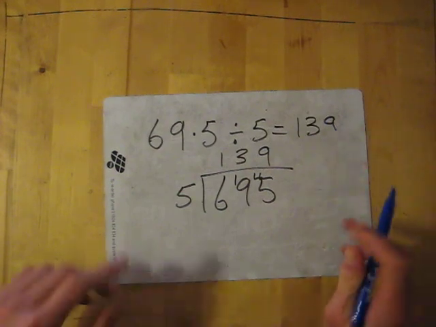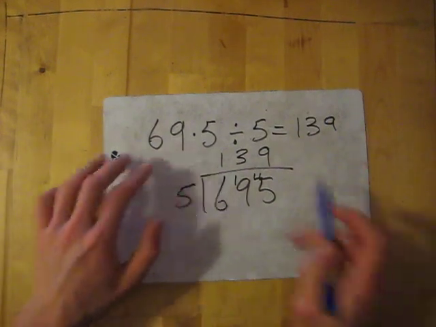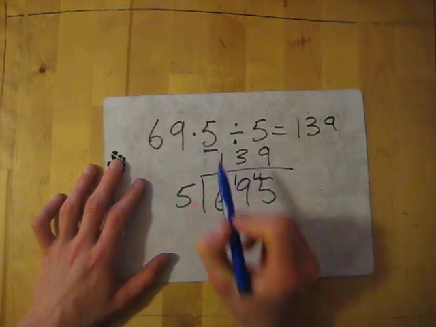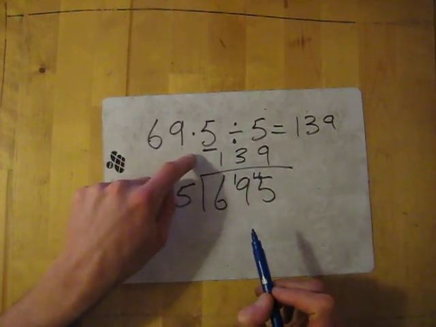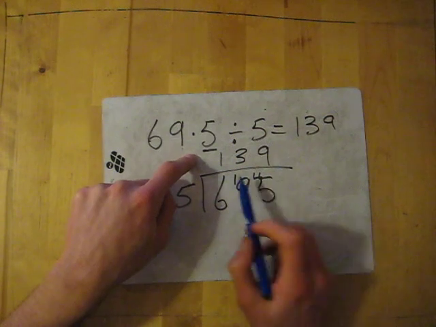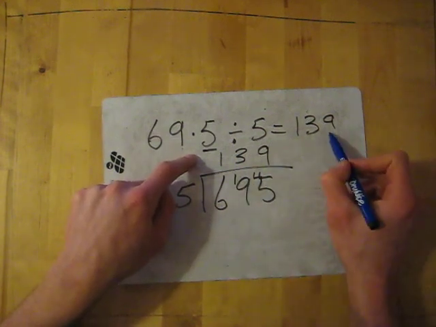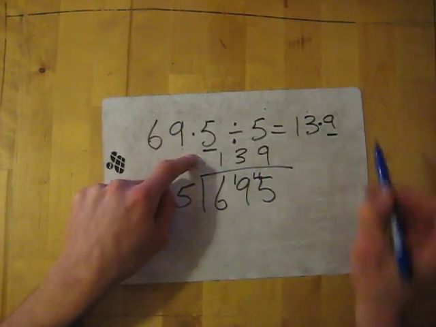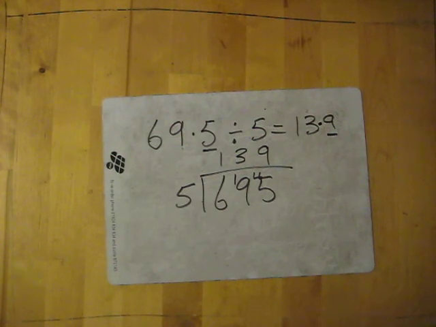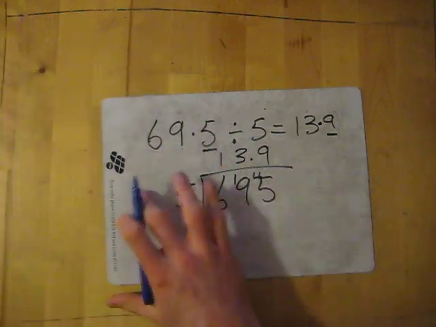139, but it's not, because I need to then look back at the question. How many numbers are after the decimal in this question? We've got one number after the decimal, so that means in my answer, I must have one number after the decimal. So my actual answer will be 13.9. Okay, it's that easy. Forget about the decimal, and then put it back at the end.